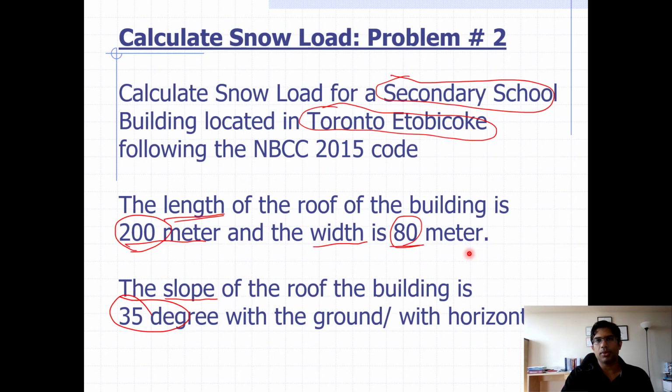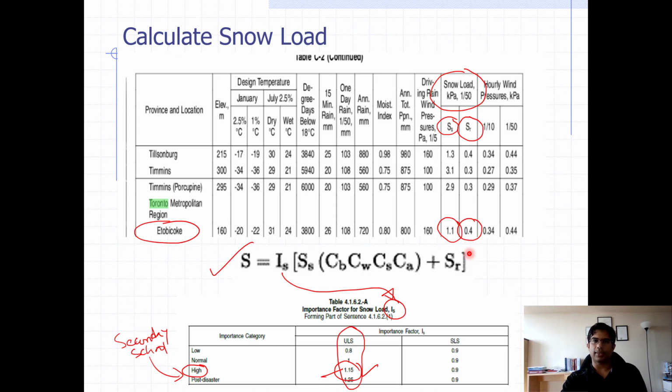And the second problem, we did a different type of building, a secondary school building, and in a different location, Etobicoke instead of North York. And the length and width is given in this case, not a characteristic length. And the angle is also different, 35 degrees instead of the previous one, which was 10 degrees. So we took the SS and SR values from the NBCC code, and we took the importance parameter from the next lower table, in this case secondary school 1.15, and then we calculated the values.